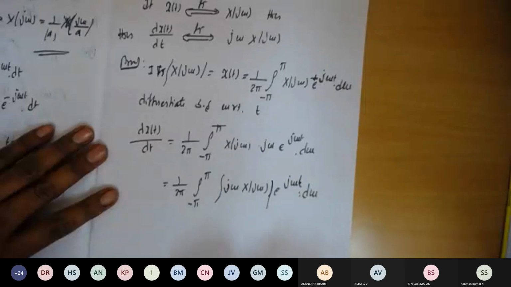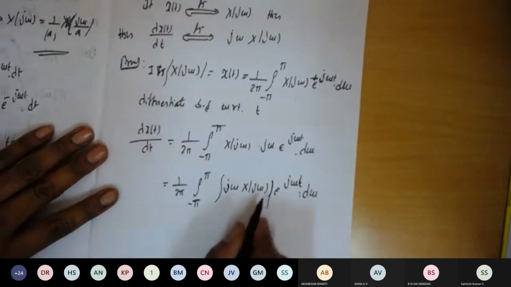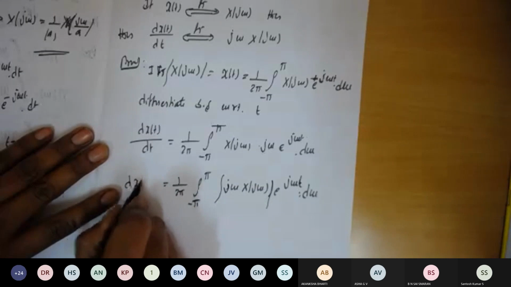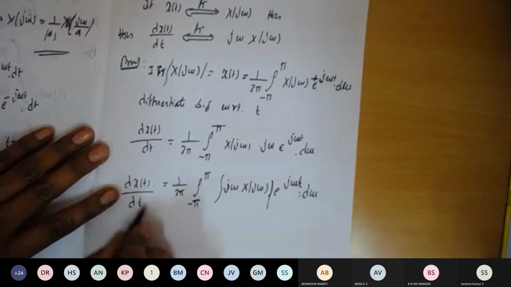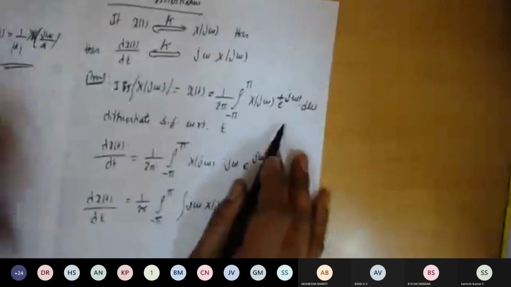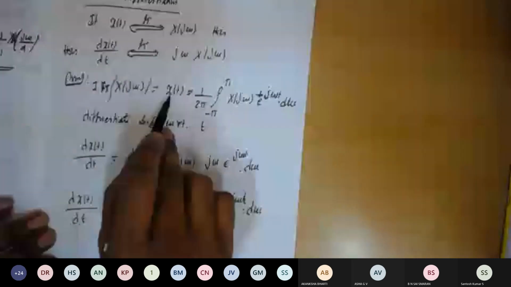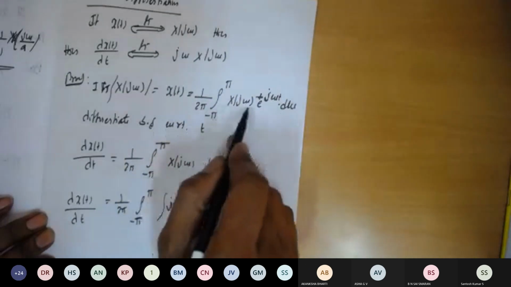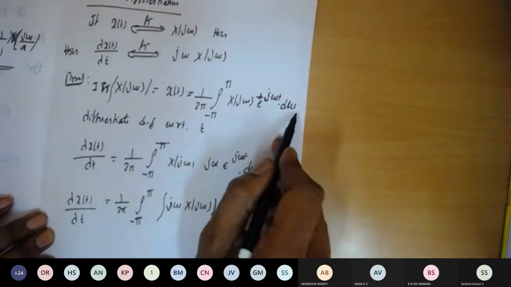Okay, so we'll consider the rewrite again like this. In order to find this, I'm going to recall the formula for the inverse Fourier transform. Let us have a look into this formula. What we have is x of t on the LHS. On the RHS, we have 1/2 pi, integral from minus pi to pi, x of j omega into e to the power of j omega t into d omega.